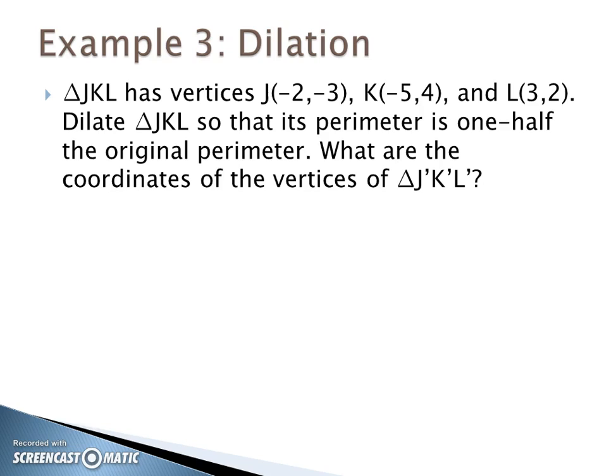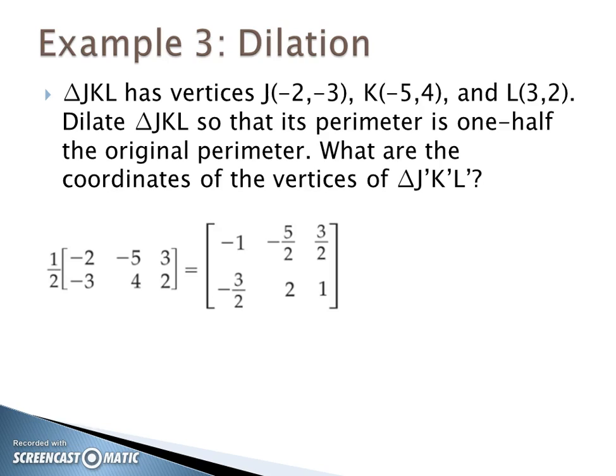The next example is a dilation. If the perimeter of a figure is 1/2 the original perimeter, then the lengths of the sides of the figure will be 1/2 the measure of the original lengths. We're going to multiply the vertex matrix, which is -2, -3, -5, 4, and 3, 2, by the scale factor of 1/2. Now we multiply each element by 1/2, and we get -1, -3/2, -5/2, 2, 3/2, 1. These are the coordinates of the vertices, so we're going to graph these two triangles.